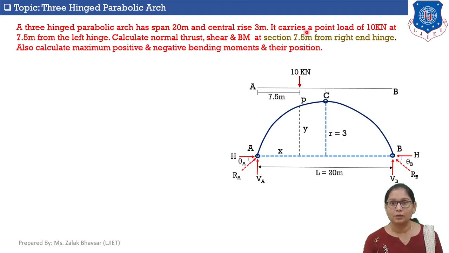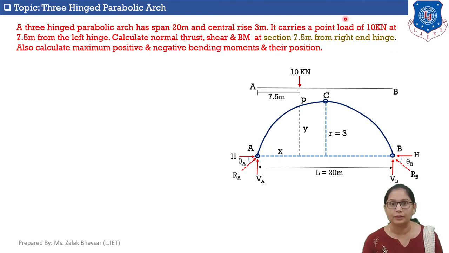It carries a point load of 10 kilonewton at 7.5 meters from the left hinge. Here the left hinge is at point A and the arch has one 10 kilonewton point load. You can see that this is the 10 kilonewton point load, which is at a distance of 7.5 meters from the left hinge, which is point A. Now we need to calculate normal thrust, shear and bending moment at a section 7.5 meters from the right end hinge.